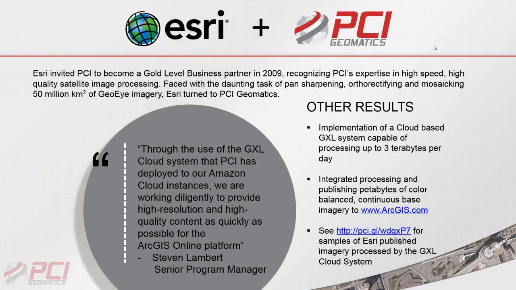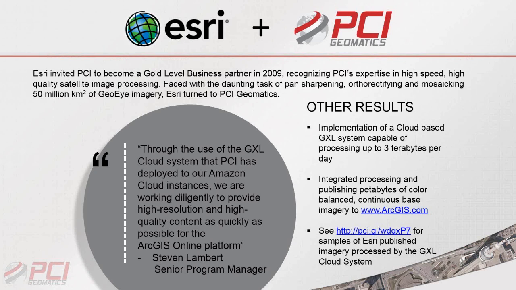This is going back a couple of years now. When they stood up their ArcGIS Online platform, they recognized the importance and the value of providing imagery content on that platform. And so they went about purchasing large amounts of uncorrected imagery from GeoEye. In fact, they collected 1/3 of the world's landmass in raw form, and they needed to correct all of that. And so they turned to us.